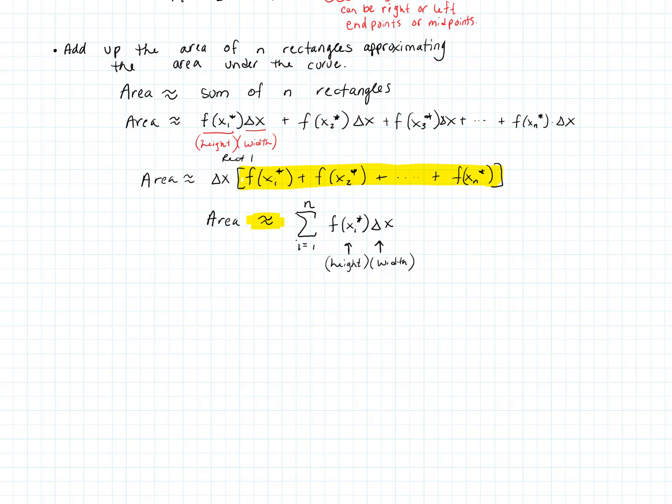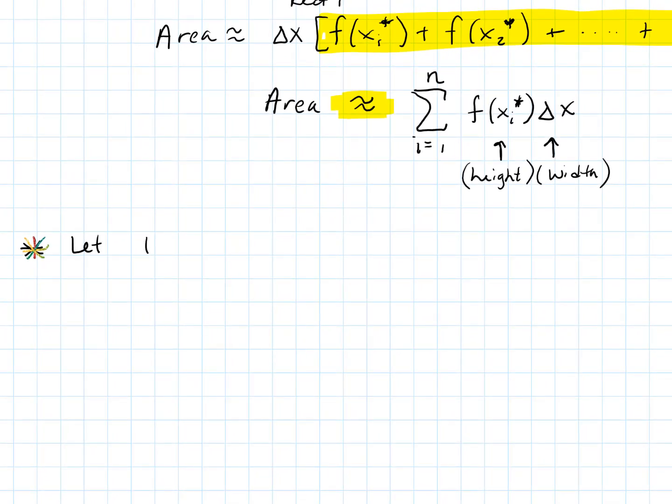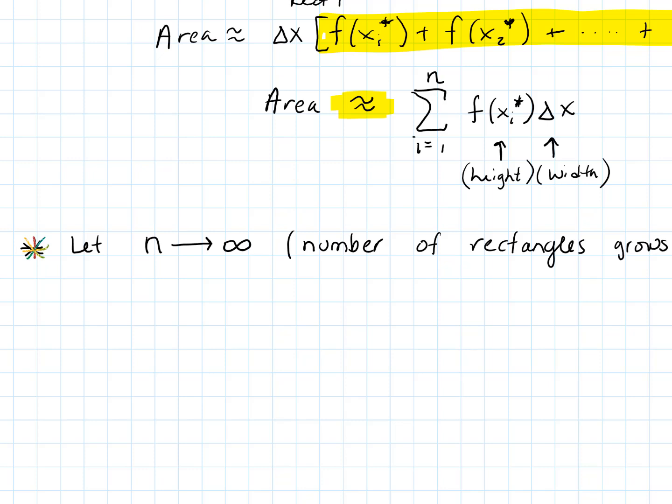So now what we do, and this is sort of the crux, the calculus part of it, because all of that has actually been geometry. So here is the key. Let's make it a sparkly star. Sparkly star here for our last step. We're going to let the number of rectangles increase without bound. So let n go to infinity. And what that means is that the number of rectangles whose areas we're computing grows without bound.